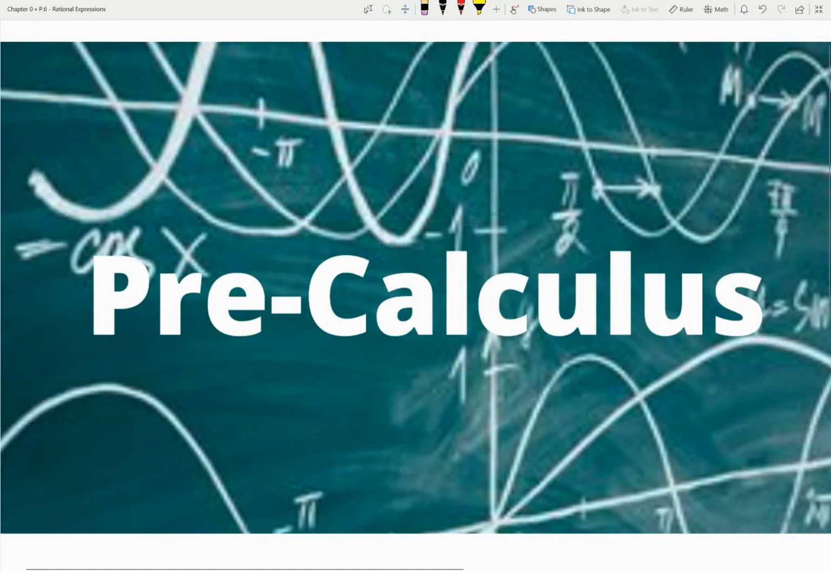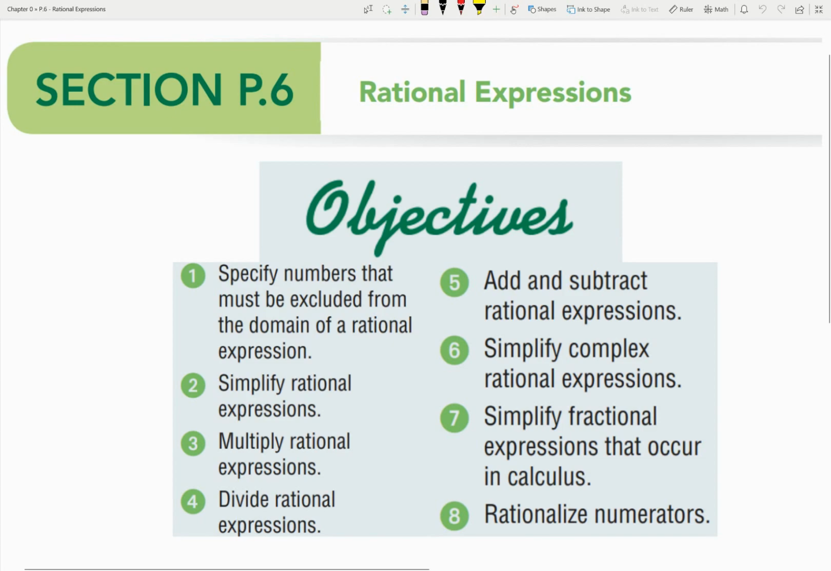Welcome to online Precalculus. Today, we're going to cover section P6, Rational Expressions. Our objective for this section is to specify numbers that must be excluded from the domain of a rational expression. Then we're going to simplify rational expressions, then multiply, divide, add, and subtract, and then talk about complex rational expressions and how to simplify those. And finally, simplify rational expressions that occur in calculus, and also rationalize numerators.